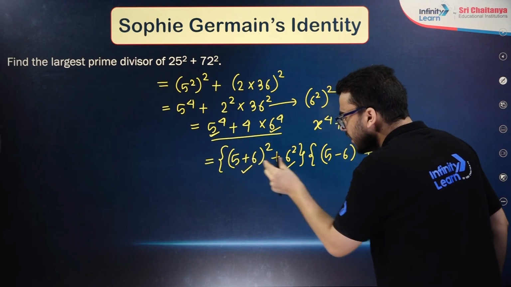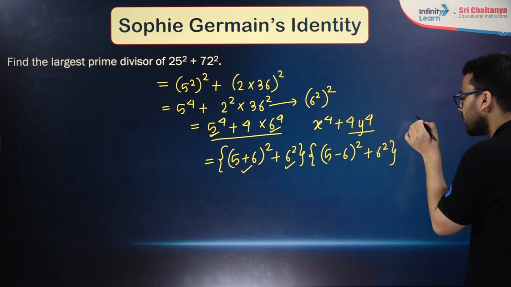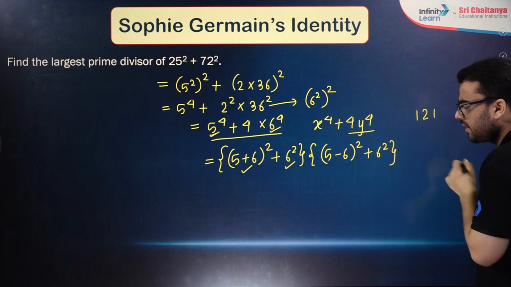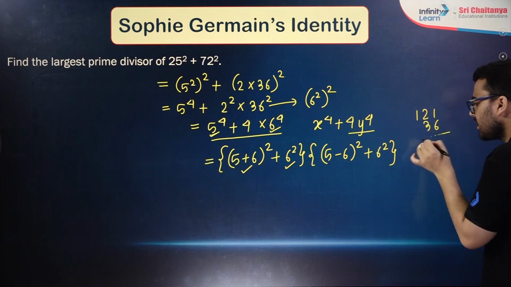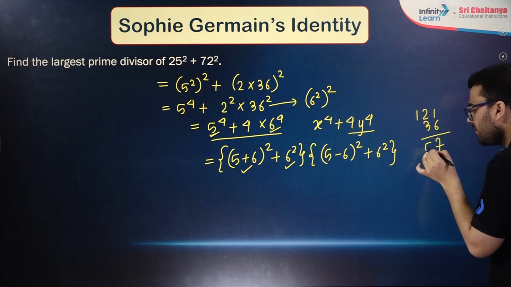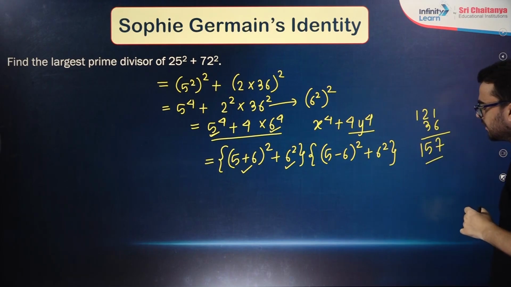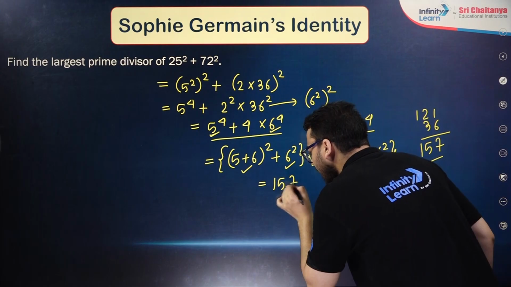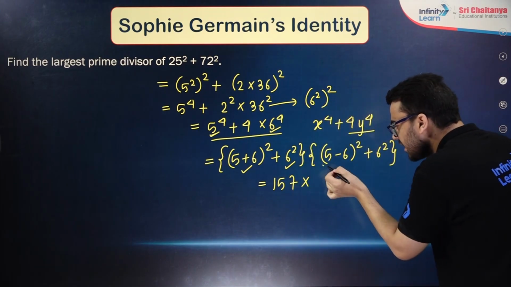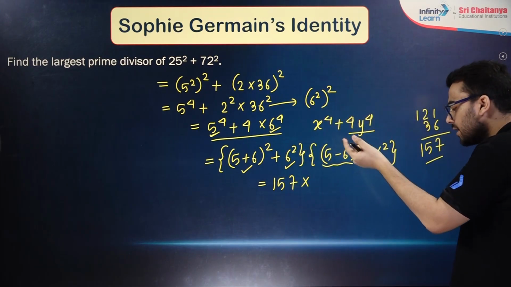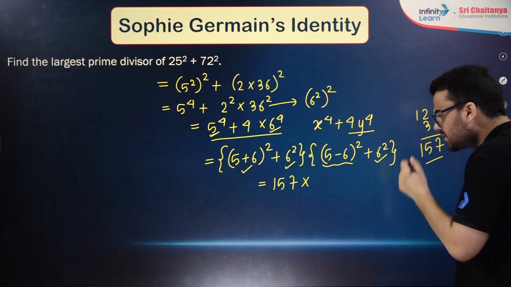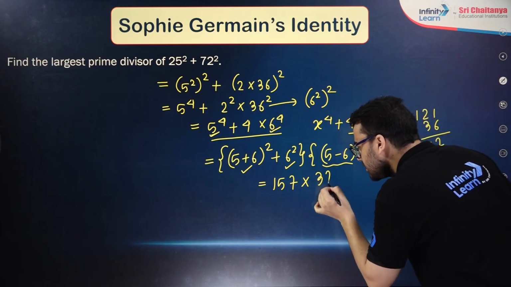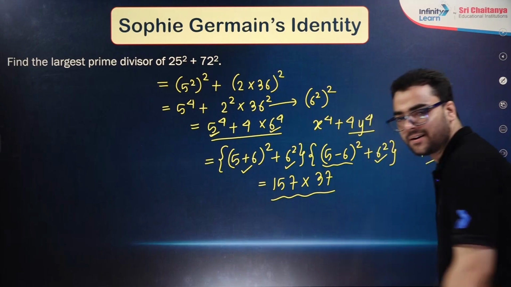11 square is 121, 6 square is 36. So what is that, guys? 121 and 36 is 157. And what about this? This is basically minus 1 square, which is 1 only. 1 plus 36 is what? 37. So you see, we have easily factorized it.